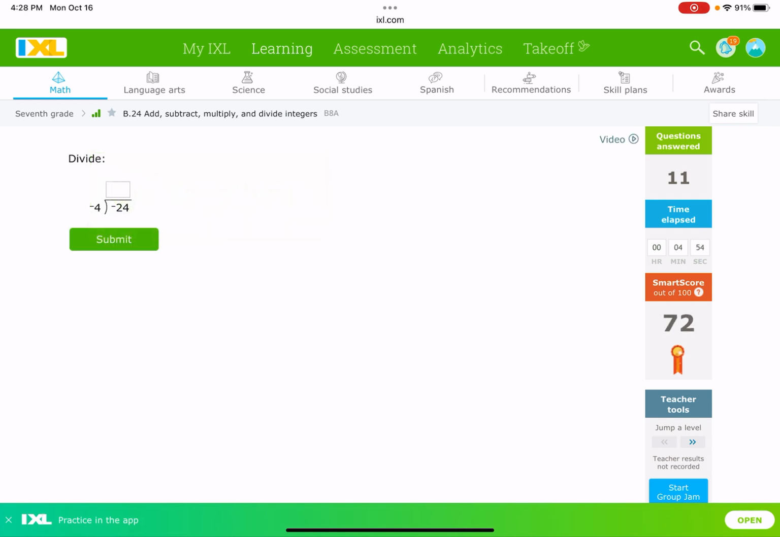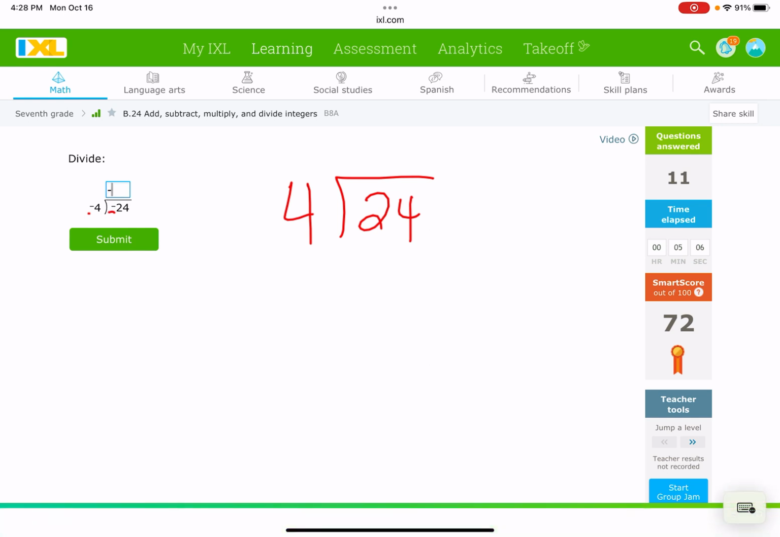When I have negative 4 going into negative 24, I'm just going to rewrite this as 4 goes into 24. I have a negative and a negative. Those cancel each other out when I'm doing multiplication and division, so my answer is not going to be negative. I'm going to see how many times 4 goes into 24, and 4 goes into 24 6 times. So my answer here would be 6.